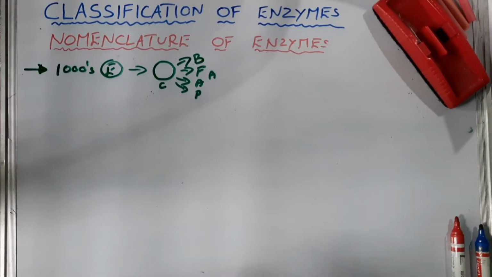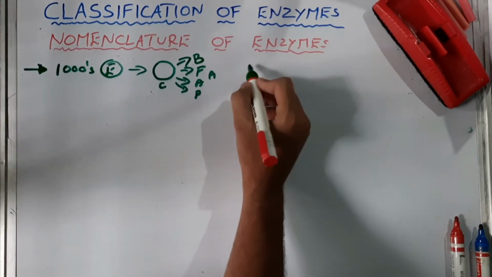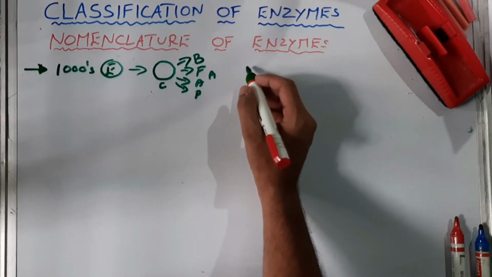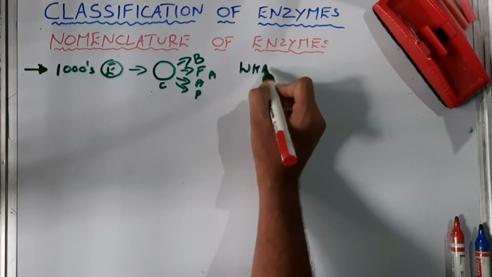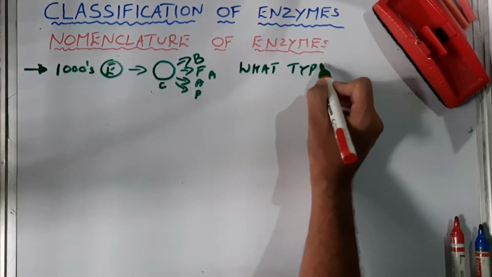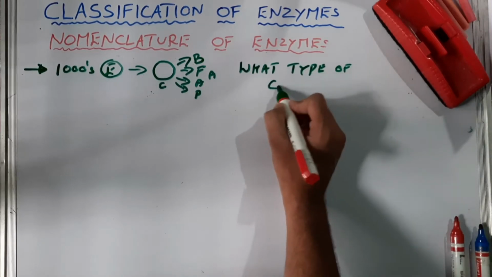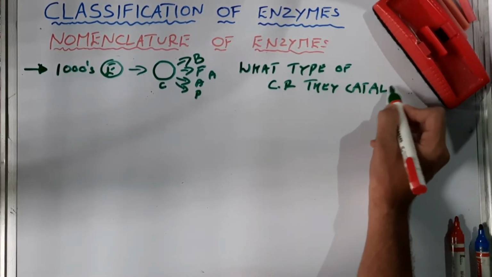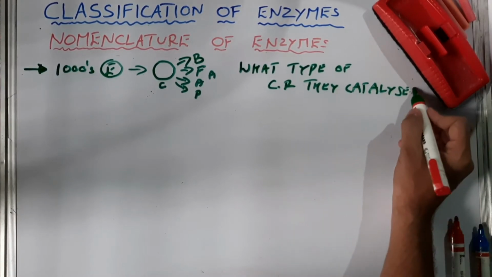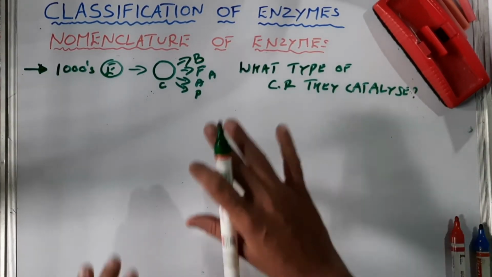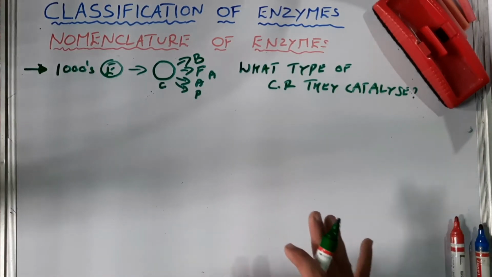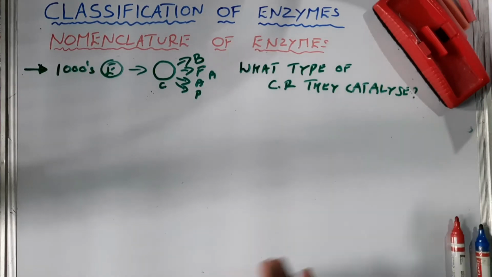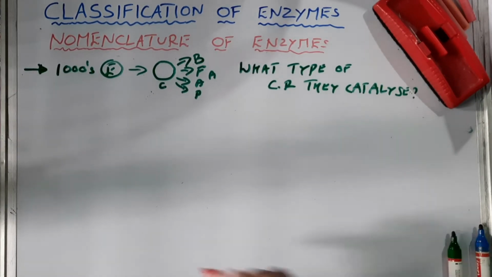And after that, based on what type of chemical reaction they catalyze, these enzymes in the living organism are classified under 6 major types. How many? 6 major types, meaning classes. So we write the 6 major classes.